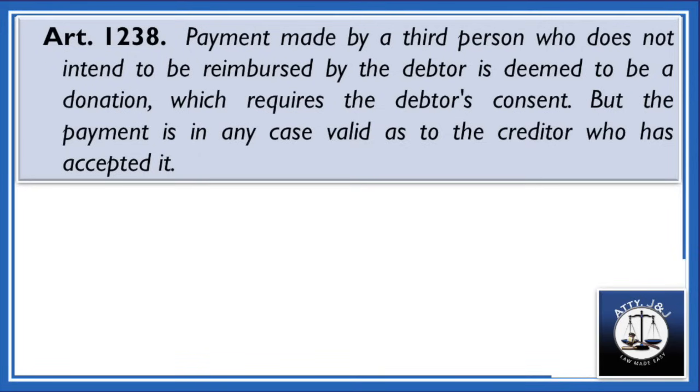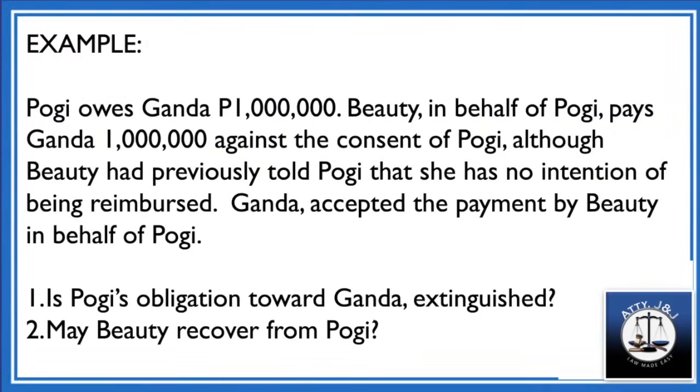Okay? Para mas malinaw, example ulit. Pogi owes Ganda 1 million pesos. Beauty in behalf of Pogi, ganun pa rin, pays Ganda 1 million pesos against the consent of Pogi. Although, Beauty had previously told Pogi, so sinabihan niya na si Pogi previously, na wala siyang intensyon na magpa-reimburse. Tapos si Ganda accepted the payment by Beauty in behalf of Pogi. Okay, tinanggap ni Ganda yung payment.